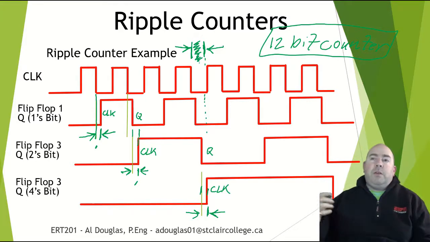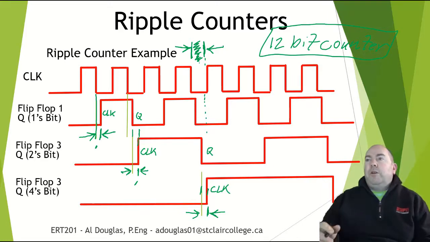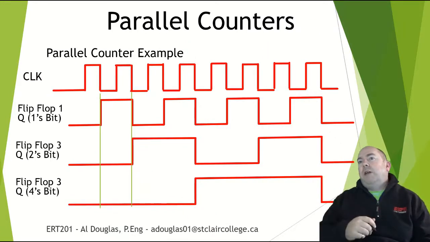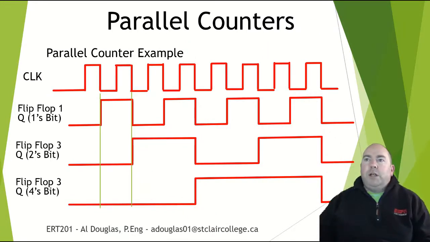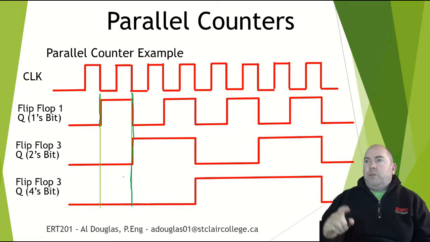That probably doesn't affect us in simple circuits, but if you were trying to do some type of high-speed counting operation, this starts to become a problem. A parallel counter operates differently because it uses the original clock pulse for everything. So you get this nice clean line here, and you have zero lag between the original clock pulse and all of the individual flip-flops.